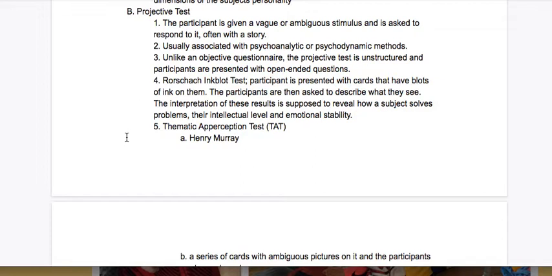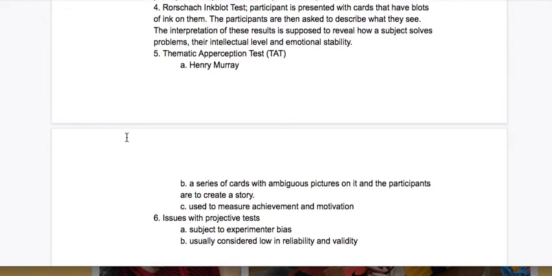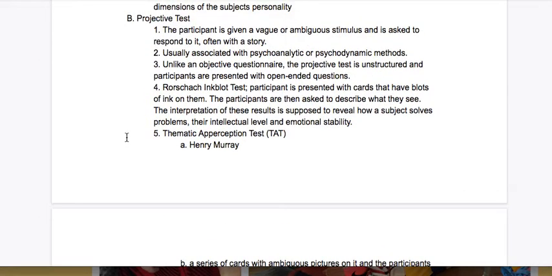And so this is where somebody looks at this and says, "Oh man, I see this, and this is a lion attacking a gazelle." And the interpretation of these results is supposed to reveal how the subject solves problems, as well as their intellectual level and their emotional stability. That's an interesting one because why they call it a projective test is you are coming up with stuff yourselves, and you're projecting what you're thinking onto another object. It's almost like we talked about projection earlier with a self or defense mechanism. It's kind of like that.